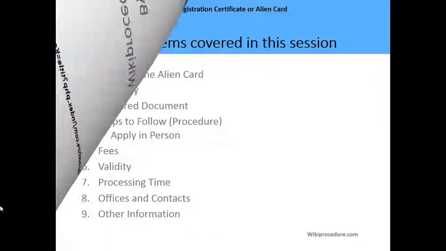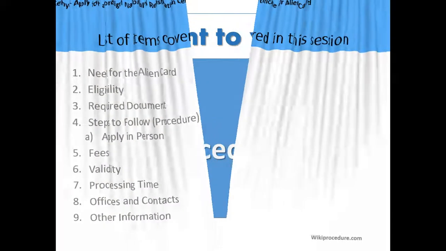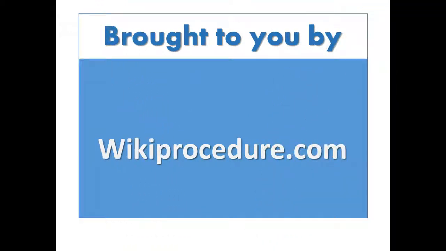The list of items which we are going to cover in this session include the need for the alien card, the eligibility criteria, the required documents, the steps to follow in making the applications, the fees applicable, validity period, processing time, office location and contact information, and any other information that we may find relevant on how to apply for the Foreign National Registration Certificate or Alien Card in Kenya. So welcome to our presentation today, which is brought to you by wikiprocedure.com.